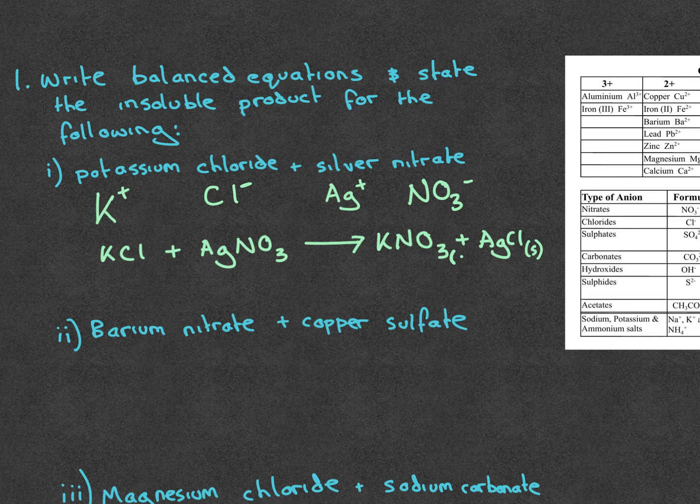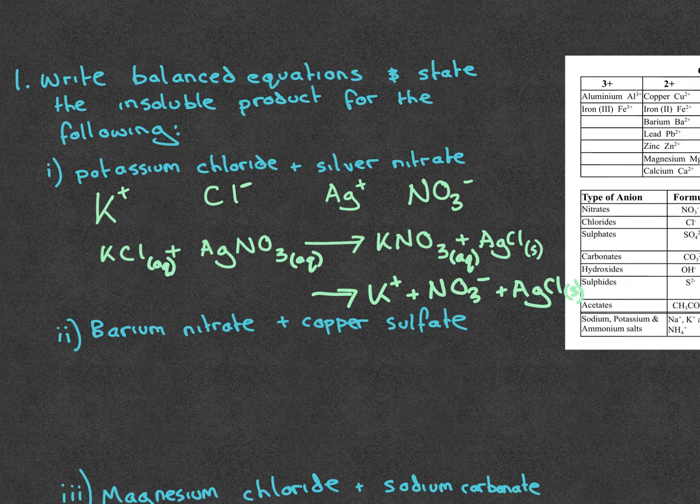Okay, so this is going to be aqueous. What we're actually going to have here still is potassium and nitrate ions in solution, and then we're going to have our silver chloride, which is the solid, which precipitates out of that solution. In this case, because all of these are going to be aqueous to start with, AQ, the spectator ions are potassium and nitrate because they don't actually react as such. They're still going to be ions in that solution.